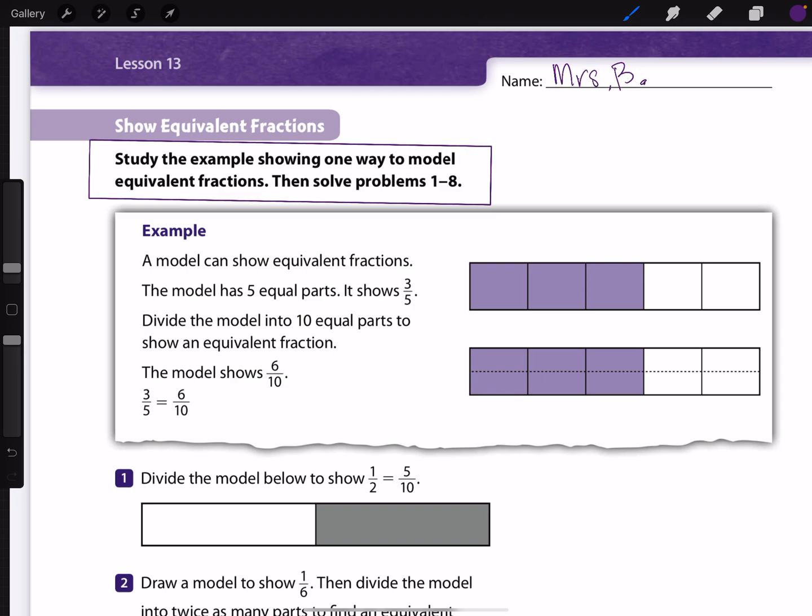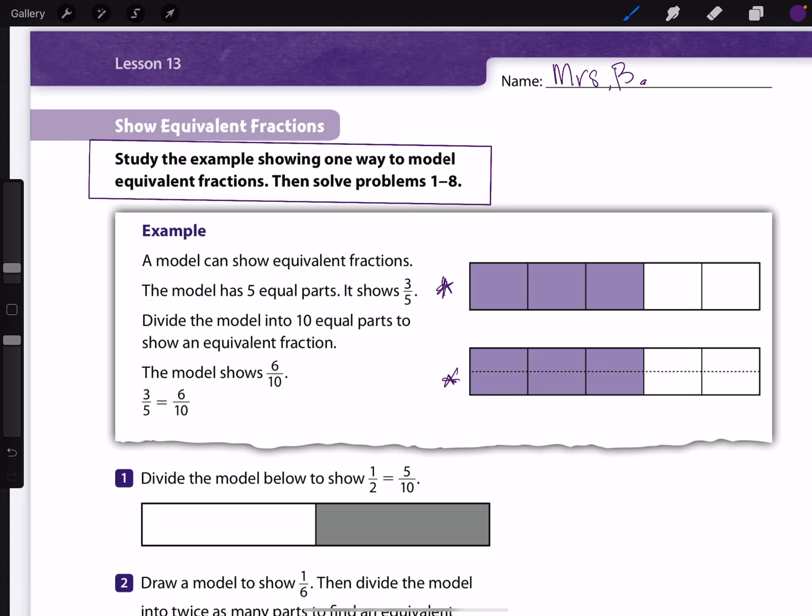A model can show equivalent fractions. The model has 5 equal parts. It shows 3/5. Divide the model into 10 equal parts to show the equivalent fraction. The model shows 6/10. So if you look right here and you look right here, what they're saying is it's the exact same whole and it's the exact same shaded area. The only thing that changes is how many parts the whole is cut into.